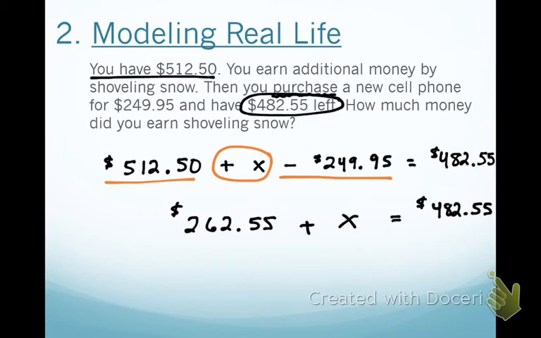Kyla, what is not allowing the X to be alone? $262.55. Okay, so remember, we are either adding that or we are subtracting that. So is this right here in the problem asking us to add that money to the X or subtract it to the X? We are adding it. So we want to get rid of that with an inverse operation. What is the opposite of add by 262.55? Subtract. Very good. So what you do to one side, you must do to the other.